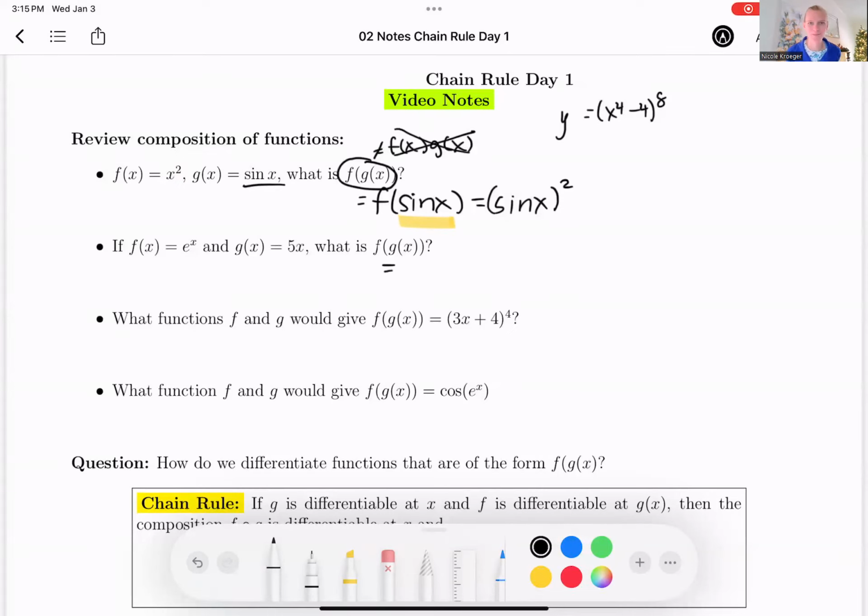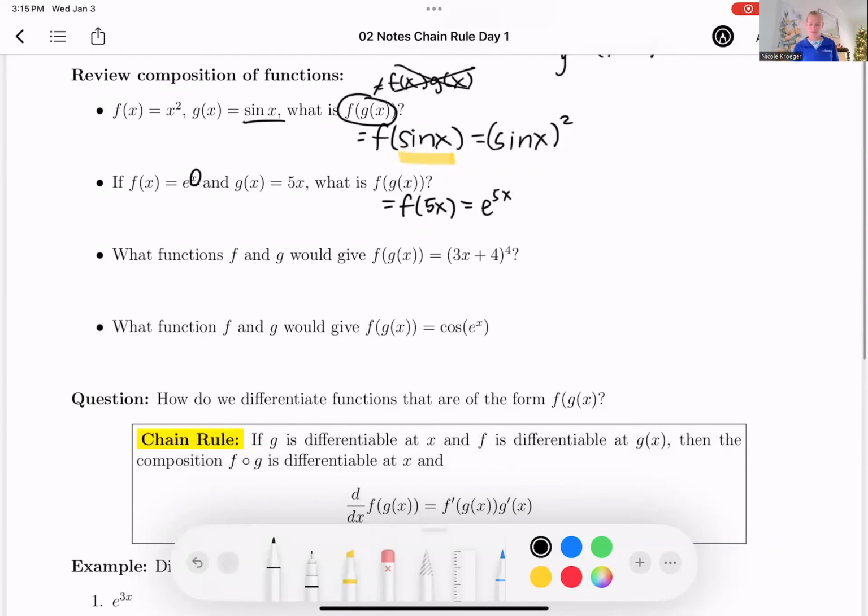Try this next one on your own before you watch me do it. But what I'm going to get here is this will be f of 5x, and then I replace the x in f with 5x, so I get e to the 5x. Okay. The chain rule is going to tell us how to take the derivative of expressions like this and this.